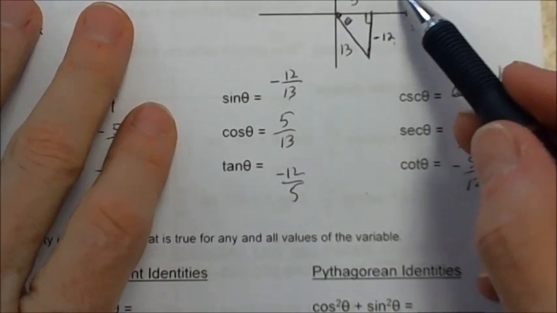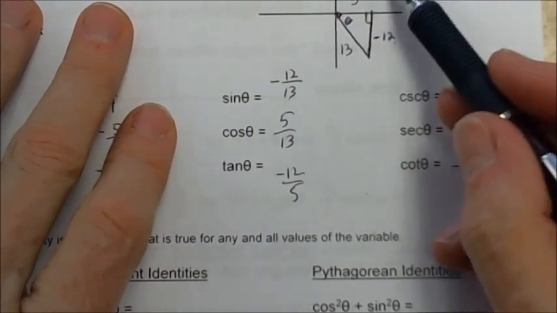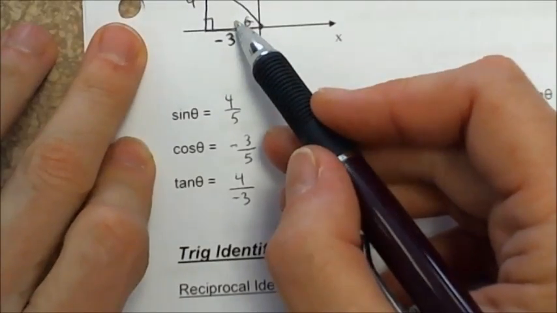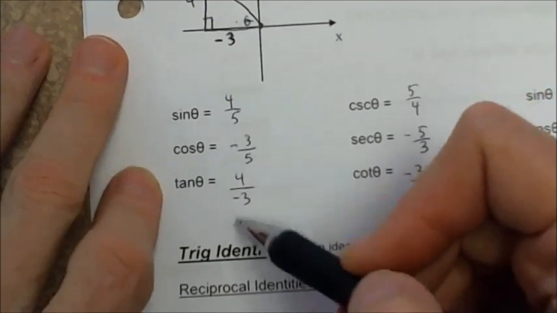And notice in quadrant 4, only the cosine is positive. All Students Take Chemistry says sine and tangent are going to be negative. Just like over here in quadrant 2, the only thing that's positive is sine, cosine and tangent are both negatives.